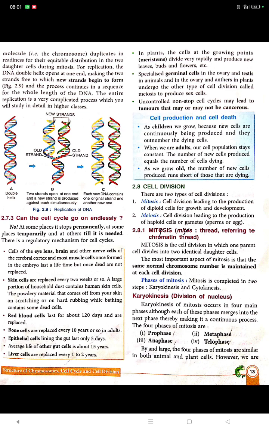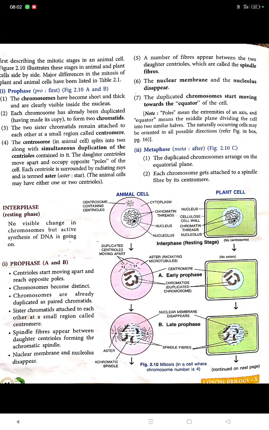Mitosis is completed in two steps, karyokinesis and cytokinesis. In karyokinesis, there are four stages. What are these? Prophase, metaphase, anaphase, and telophase. Let's see these four phases.